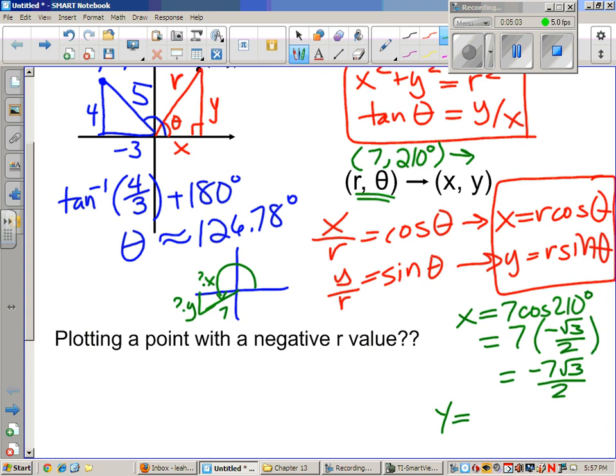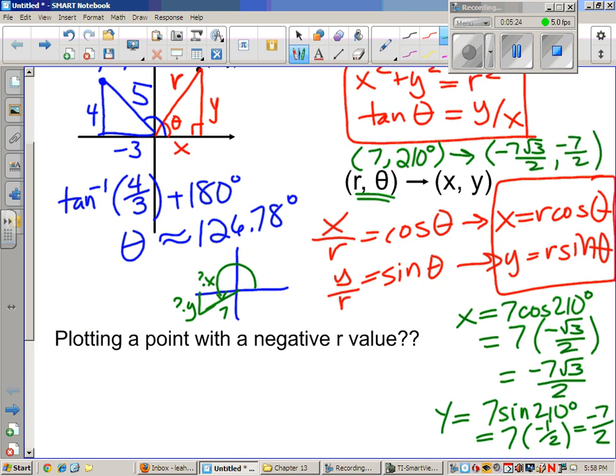Y we could also find just as simply: 7 sine of 210. Sine of 210 from my unit circle is negative 1/2. So that's negative 7/2. So this converts to negative 7 root 3 over 2, comma, negative 7 over 2. You can convert those to decimals to actually be able to plot them, but it makes sense that you get negatives for both. It's negative x, negative y, in the third quadrant.